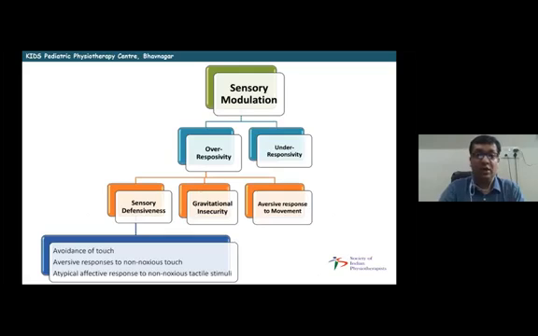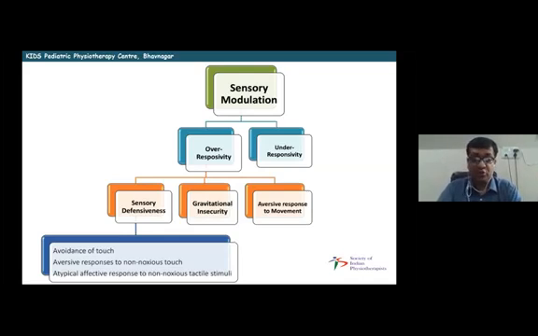Now, as I told you, sensory modulation is divided into two parts: over responsivity and under responsivity. Under responsivity is mainly a problem with registration. It is a little bit difficult to discriminate between poor sensory discrimination and a registration problem. And over responsivity is divided into three parts: sensory defensiveness, gravitational insecurity, and aversive response to movement. Now, what is avoidance of touch? It means avoidance of certain textures, a tendency to pull away from anticipated touch, avoidance of play activity with the peer group and friends, and a preference for sitting or standing alone.